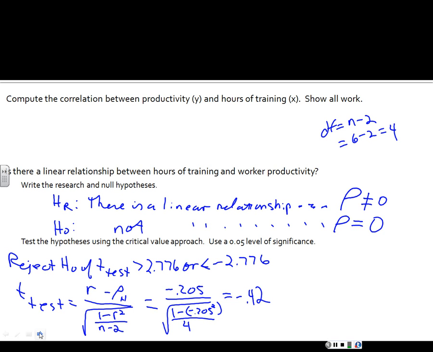The other way to get that is just to do stat, test, then regression t-test. You'll come up with the right answer that way. Anyway, that is not greater than 2.776, and it's not less than minus 2.776. So you fail to reject HO. There may be no linear relationship.